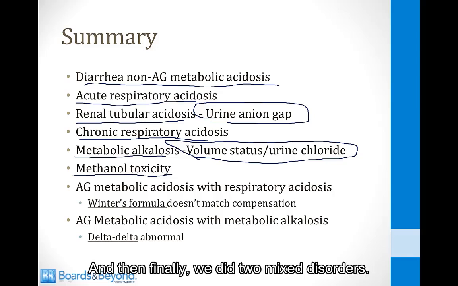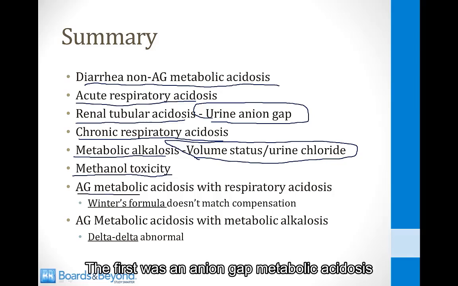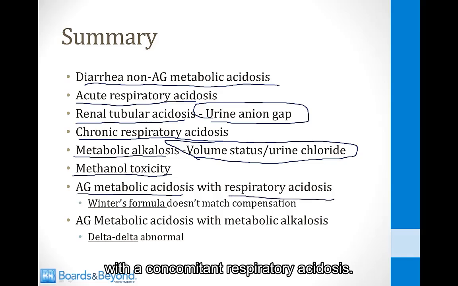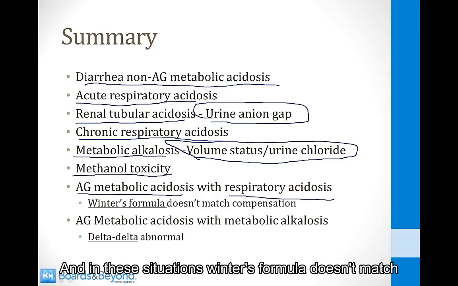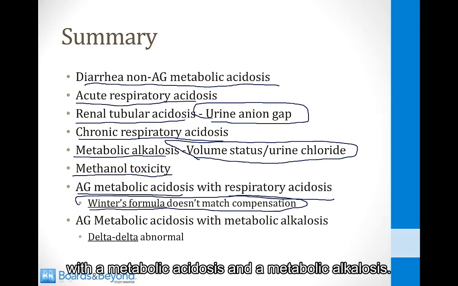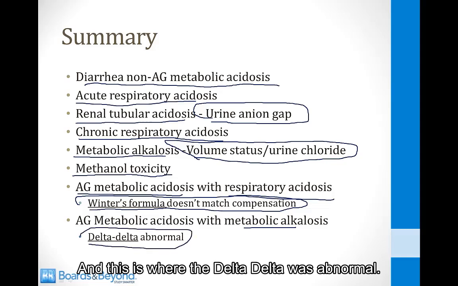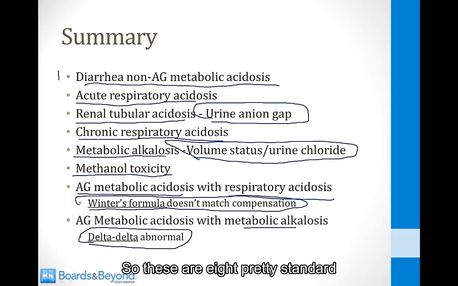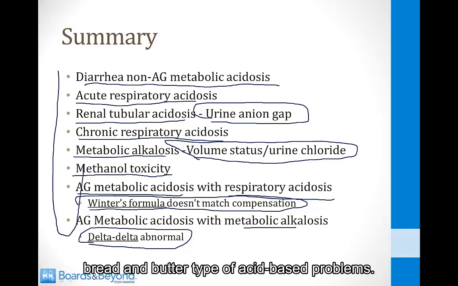And then finally, we did two mixed disorders. The first was an anion gap metabolic acidosis with a concomitant respiratory acidosis. And in these situations, Winner's formula doesn't match, and that's how you can recognize them. And then the last question was a patient with a metabolic acidosis and a metabolic alkalosis, and this is where the delta-delta was abnormal. So these are 8 pretty standard bread and butter type of acid-base problems.